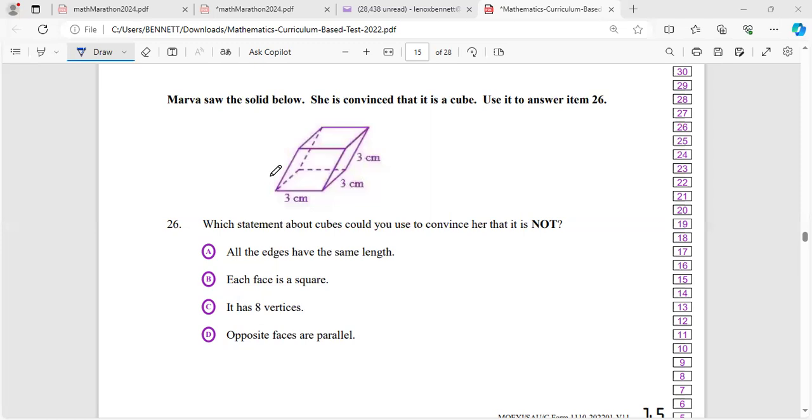Marva saw the solid below. She's convinced that it is a cube. Use it to answer item 26. Which statement about cubes could you use to convince her that it is not? D: the opposite faces are parallel. What's the verdict? Do you guys agree that it's D? Is it D, guys? She thinks it's D. Do we agree?